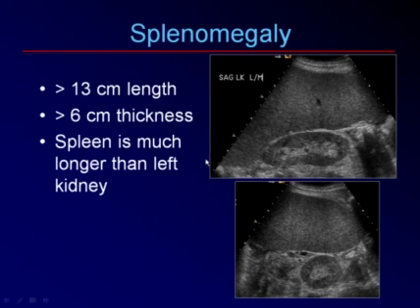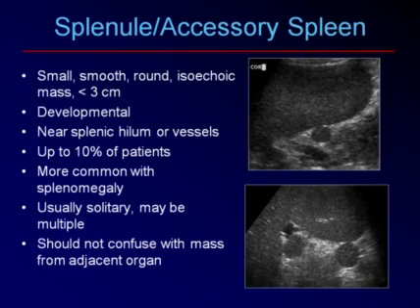I personally like to use 13 centimeters. Anything beyond that would be splenomegaly. Others might use 14 or more. If I sometimes think the spleen is too long, but I'm not sure if it's really enlarged, I sometimes use more than 6 centimeter thickness as another indicator that the spleen is enlarged. Certainly if it has a mass effect on the kidney, that's another sign of enlargement.